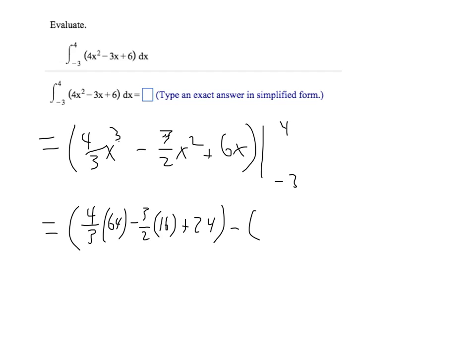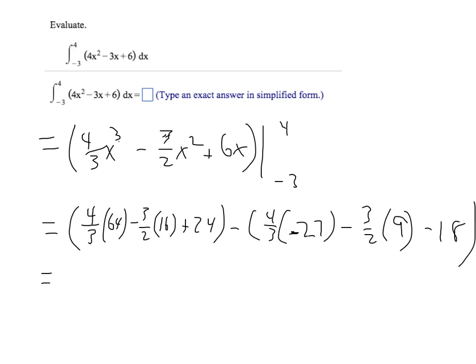Now when I put -3 in, I have to be super careful because negative numbers do all kinds of funky things. So -3 cubed is -27. -3 squared is +9, and 6 times -3 is -18. Again, it takes a lot of focus to make sure you get your negative signs right, because we have a whole bunch of negatives, and then all of that is in parentheses.